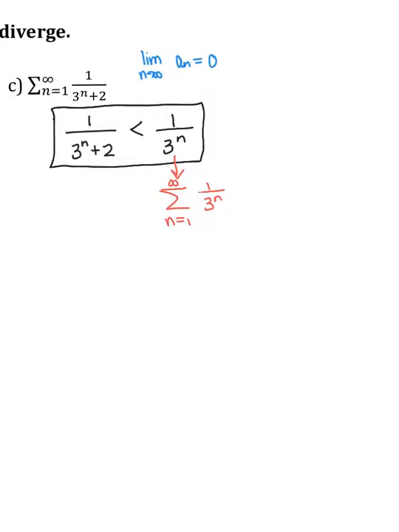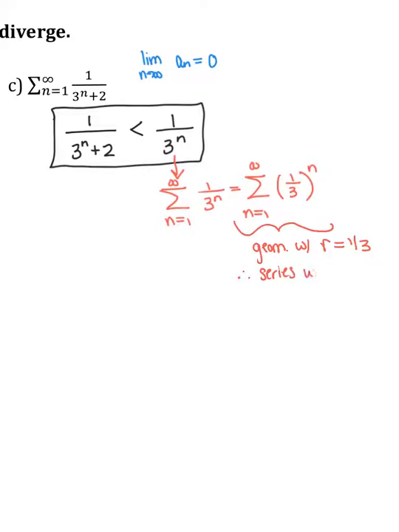Well, that's not a p-series. However, it is geometric. If I rewrite this just a little bit, I could rewrite this as 1/3 raised to the nth power. So therefore, I know this right here is geometric with the common ratio of 1/3. Since the common ratio is less than 1, I know the series will converge. And I also know what it converges to.